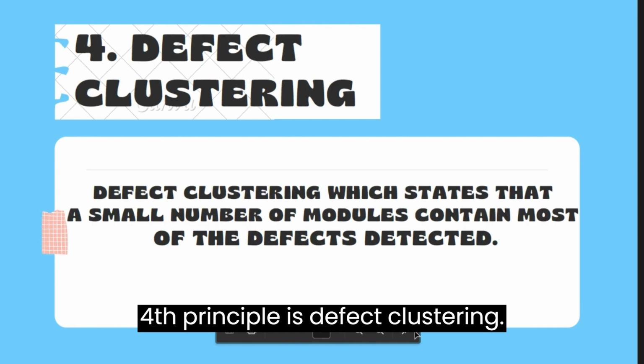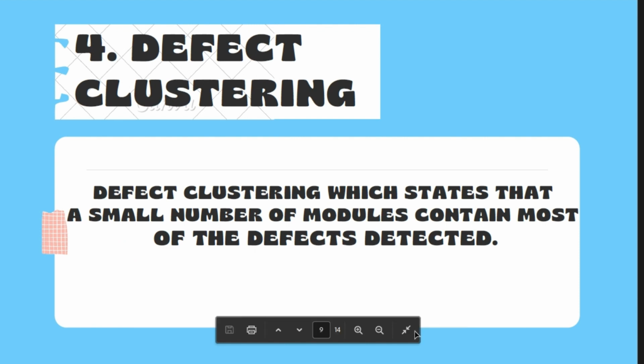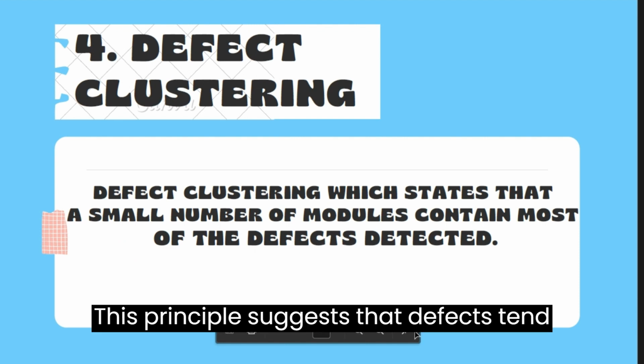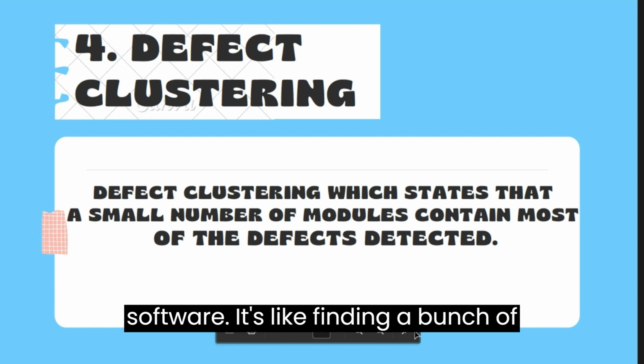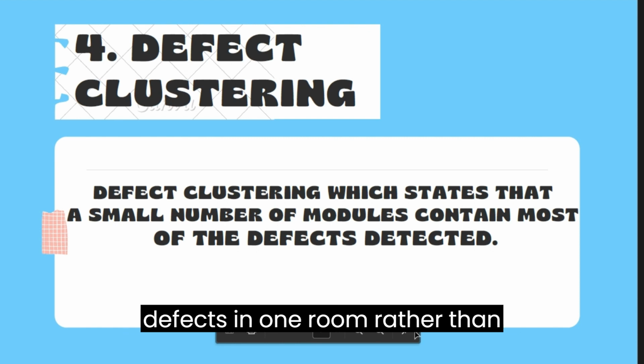Fourth principle is defect clustering. This principle suggests that defects tend to cluster in specific parts of the software. It's like finding a bunch of defects in one room rather than scattered all over the house.